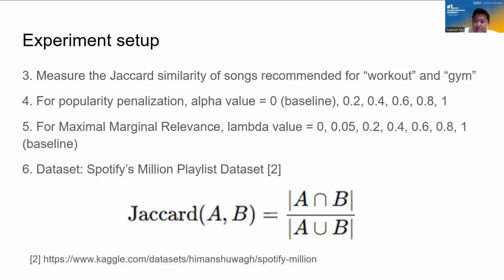And the dataset we used was the same as the original paper, which is Spotify's Million Playlist Dataset. And for Jaccard similarity, the formula is given below. It's the number of elements in the intersection of the sets over the number of elements in the union of the sets.